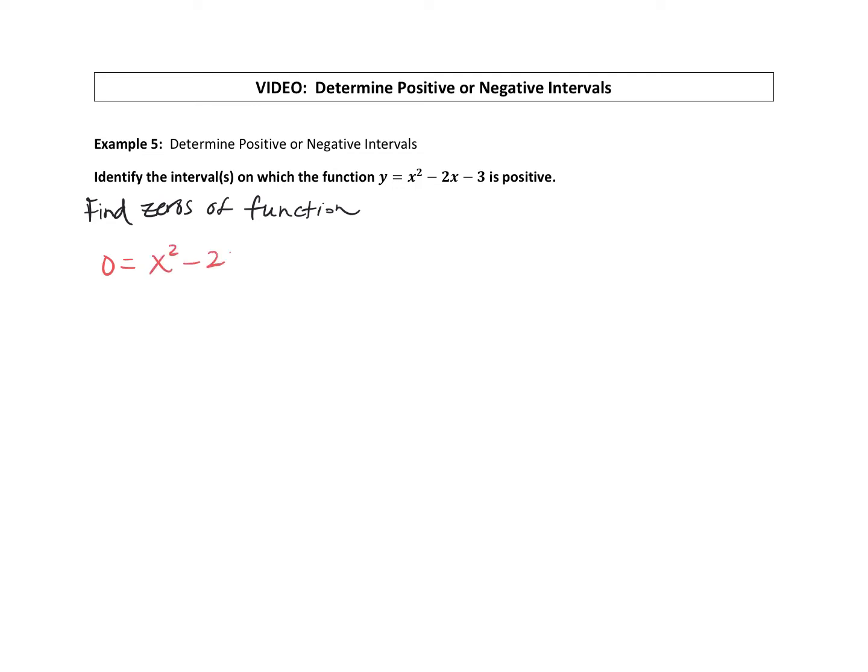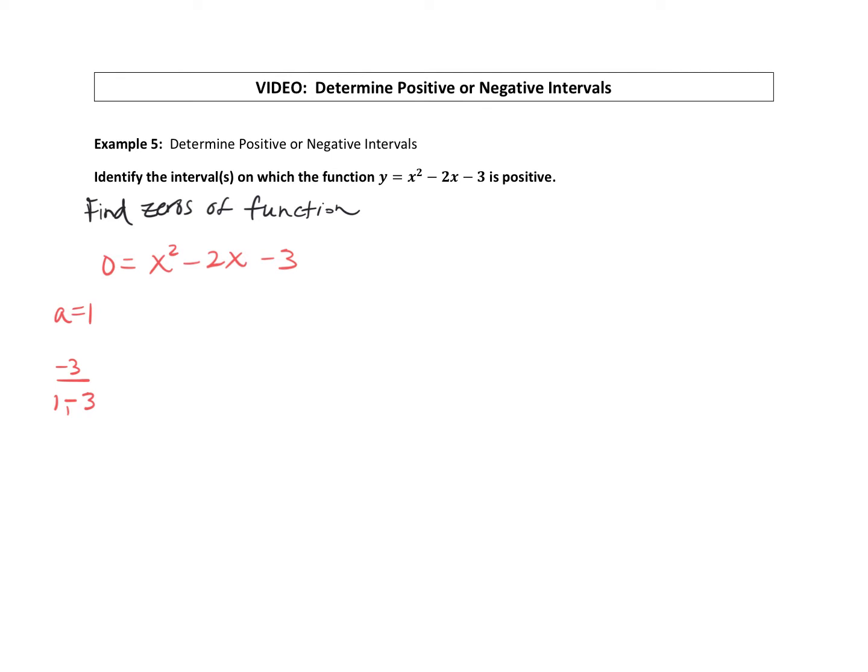x squared minus 2x minus 3. We can solve this by factoring. When we factor, take note of your a value. A is equal to 1. This is going to be easier factoring. So what are factors of negative 3, our c value, that add up to our b value of negative 2? Well, your factors of 3 are just 1 and 3. But if we make the 3 negative, now they multiply to negative 3 and add up to negative 2.